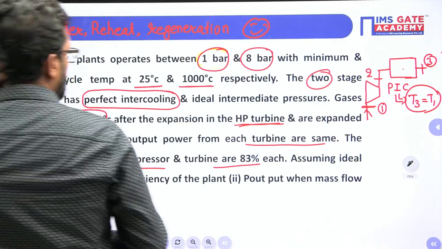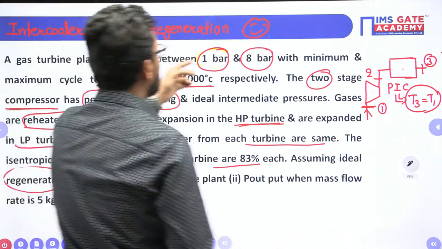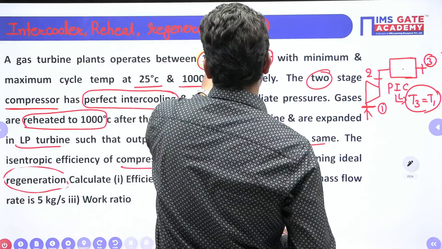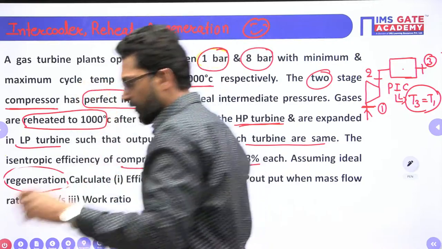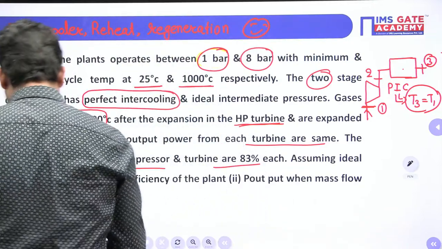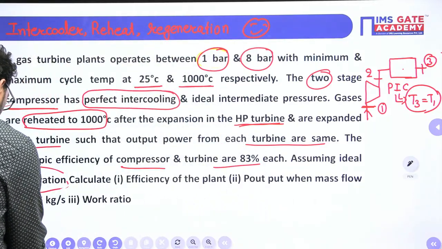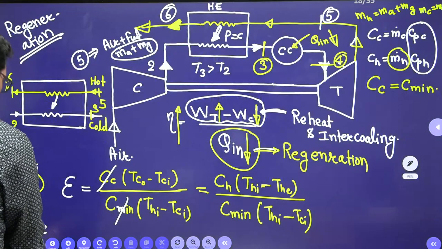Perfect intercooling. There is a 2 bar. We can calculate the intermediate pressure. P intermediate is what, beta? Intermediate is the square root of 1 into 8. So this is your intermediate pressure. First you draw, this is very important. First you draw.